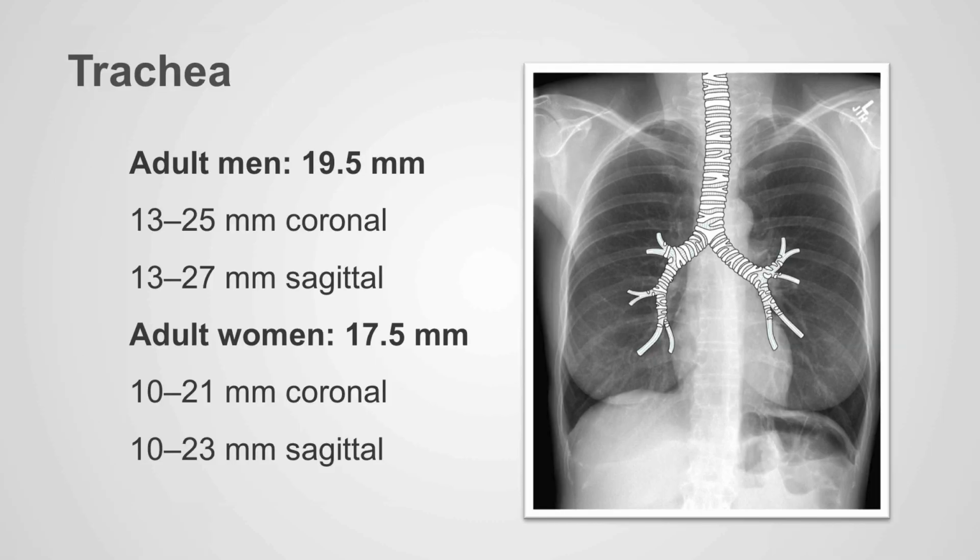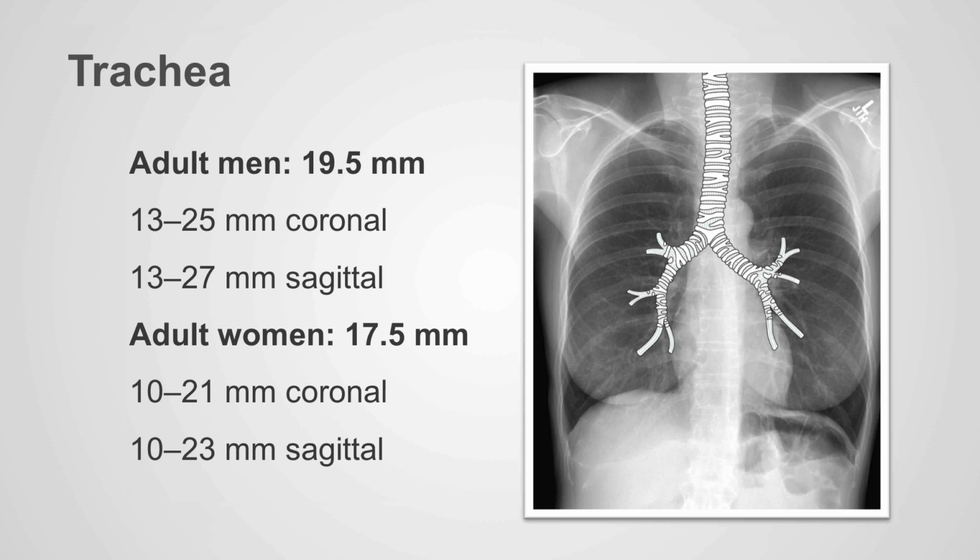As a geometrical structure, the trachea represents a hollow cylinder approximately 8 to 13 centimeters in length. The majority of the trachea lies within the thorax. The average transverse diameter of the adult male trachea is 19.5 millimeters, with a range between 13 to 25 millimeters on coronal and 13 to 27 millimeters on sagittal.